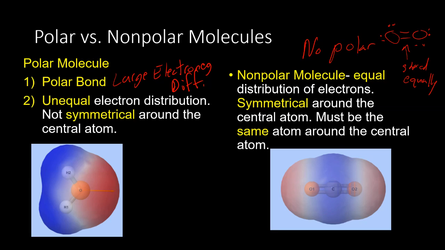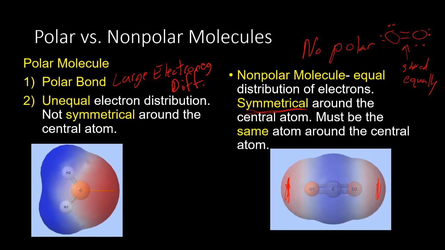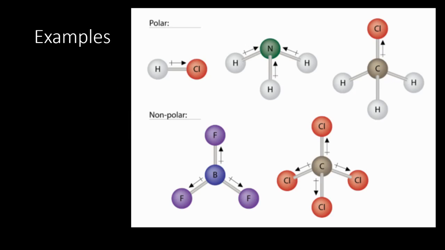If you have a polar bond, you can still have a nonpolar molecule if there's symmetry in that arrangement. So you see here with carbon dioxide, the oxygens are on either side. So this doesn't really work as a polar molecule like this would. Remember, what we need is the ability to stack. And if you don't have that, which you don't here with this carbon dioxide molecule, then it's not going to work. So let's see that in a little more.